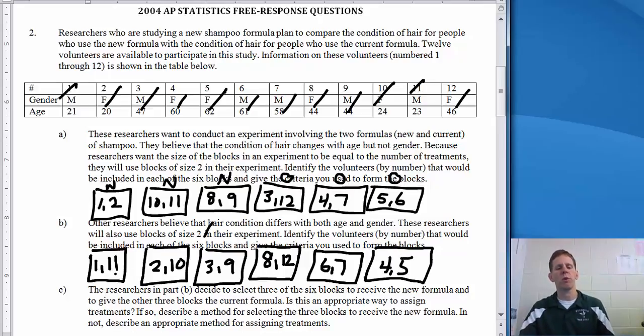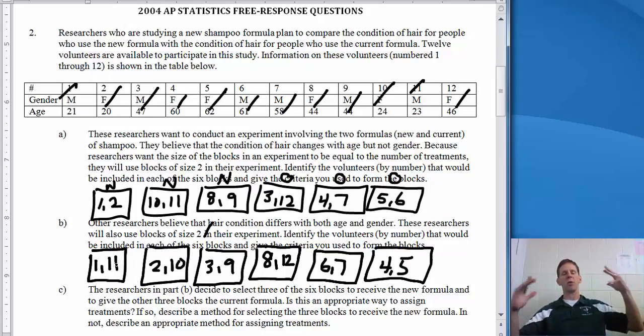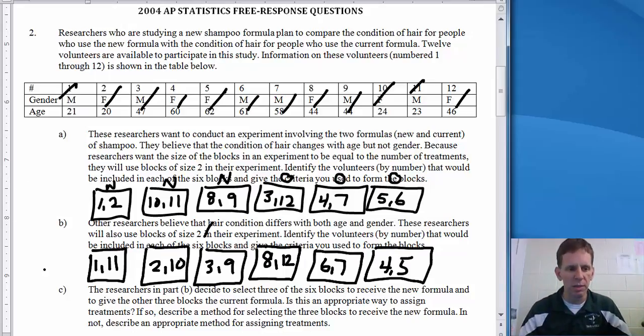And what we would do to run this experiment is we would take the 2 youngest males, go, hey, you're going to take shampoo 1, you're going to take shampoo 2. We're going to compare what shampoo works better between those 2 young males, and we can make a conclusion based on that. We're going to skip over part C and move over to the next section.